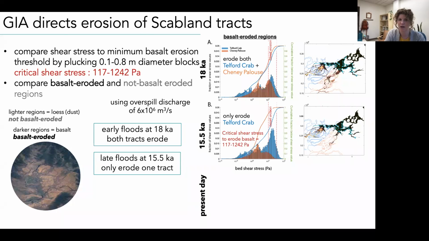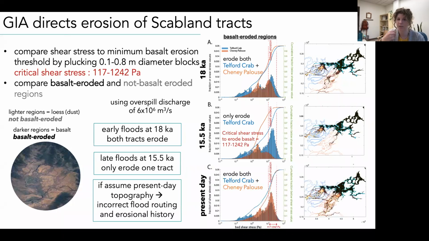And that is in contrast to predictions on the present day topography, where we would predict that we would erode both Telford crab and Cheney Palouse. And so if we assumed the present day topography, we might predict an incorrect flood routing and therefore erosional history.